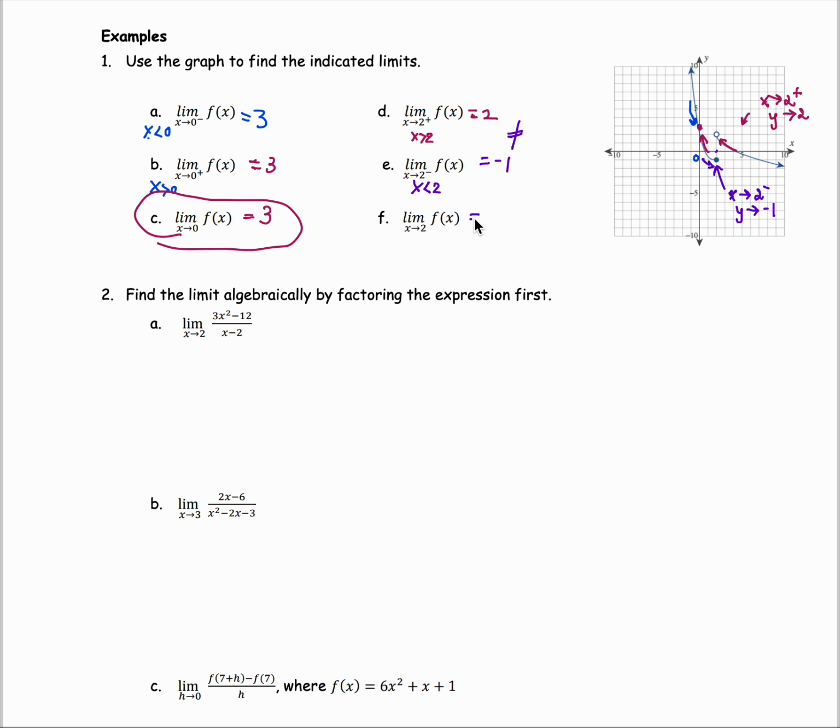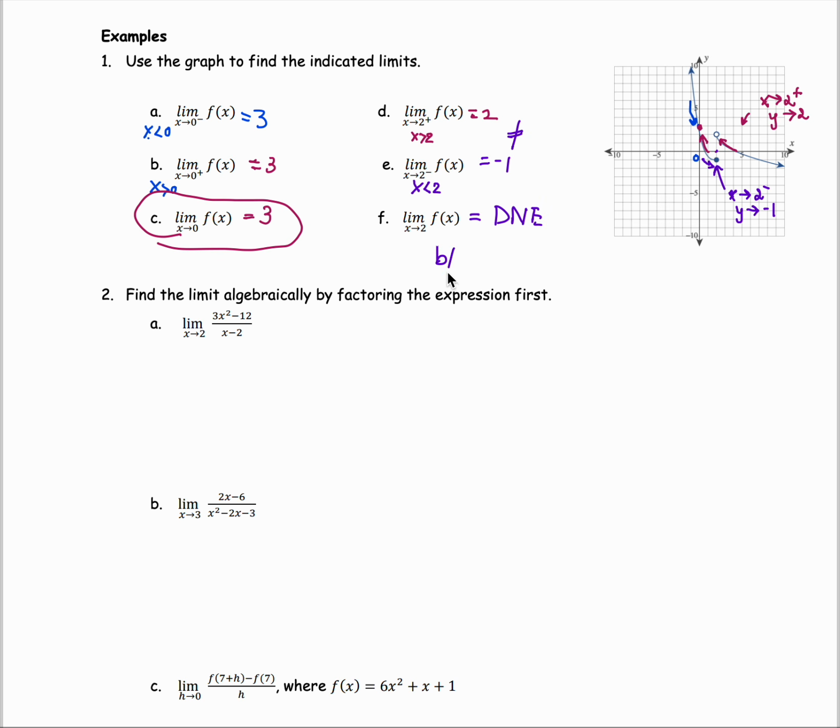Therefore, for the limit as x approaches 2, as you see, with no superscript, we're going to make a conclusion whether both ends are coming toward the same number or not. In D and E, they are not coming to the same number, so the limit as x approaches 2 of the function f of x does not exist. So D and E.